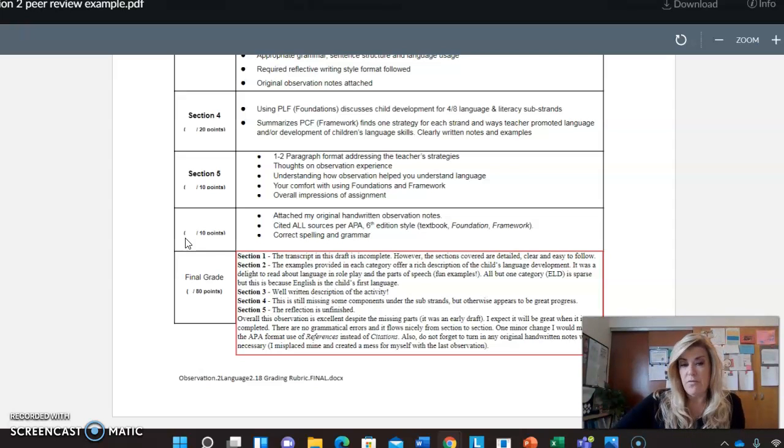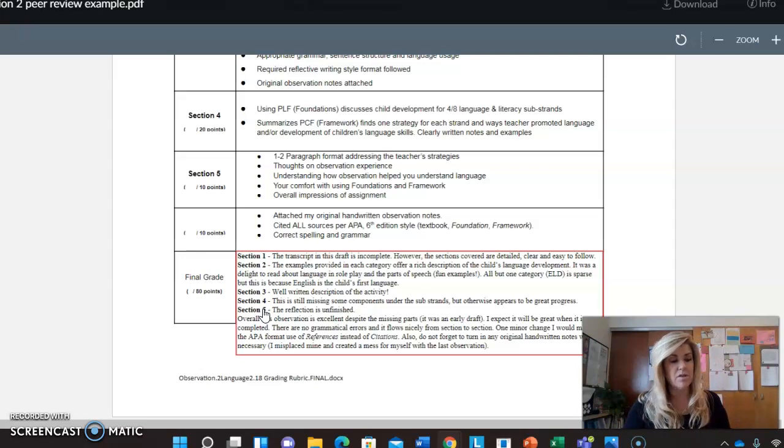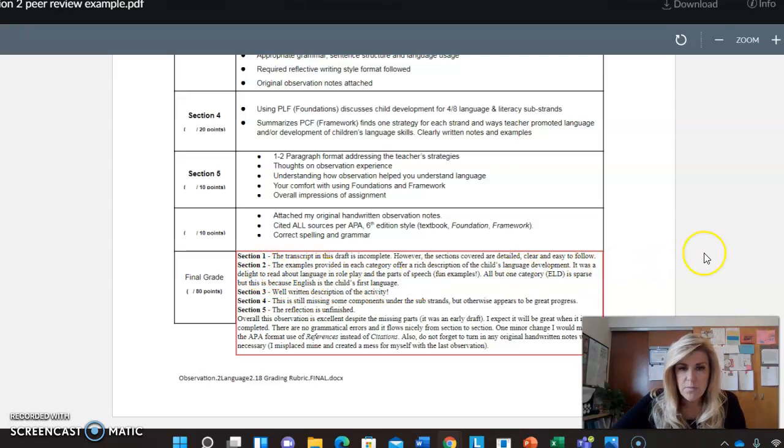But in order for you to receive full credit, you want to make notes on each section. If you're missing some sections and not responding to the work, you won't get full credit. So as you see here, section 1, the transcript in this draft is incomplete. However, the sections covered are detailed, clear, and easy to follow. Section 2, the examples provided in each category offer a rich description of the child's language development. It was a delight to read about language in the role play and the parts of speech. Fun examples. All but one category, ELD, is sparse, but this is because English is a first language for this particular child.